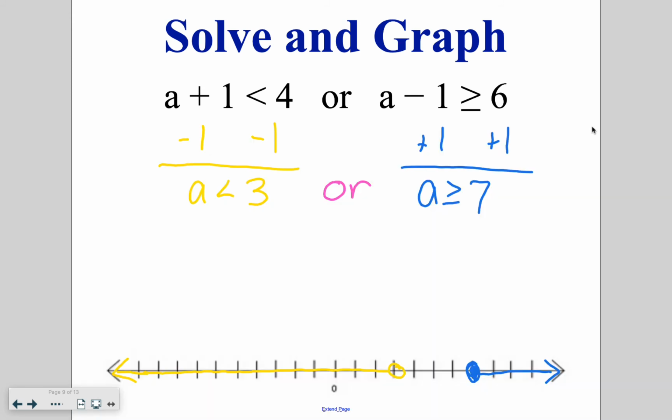So when I solve the first one, I end up with a is less than 3. That's going to be the open dot going to the left. And when I solve the second one, I have a is greater than or equal to 7, which is a closed dot going to the right.